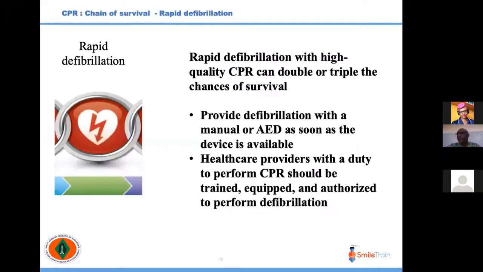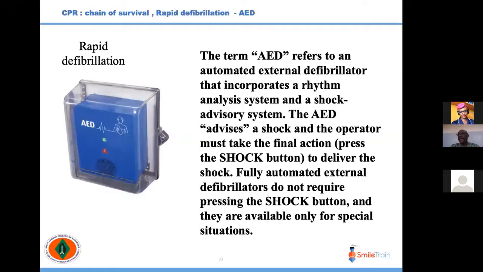The next element in the chain is defibrillation. Rapid defibrillation is considered an element of high quality CPR, and it doubles or even triples the chances of survival, because cardiac arrest, as we have said, is an electrical problem, usually ventricular fibrillation and other electrical problems. AEDs, automated external defibrillators, have been incorporated in CPR.